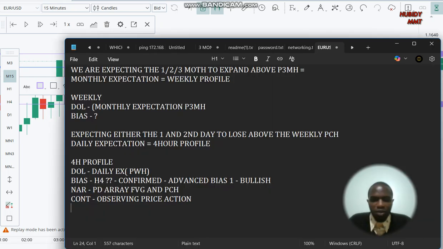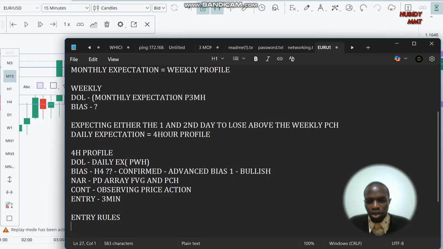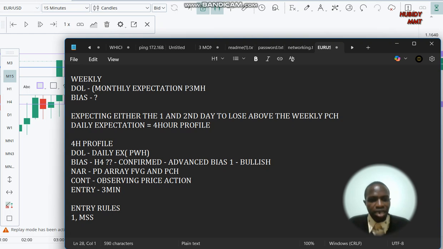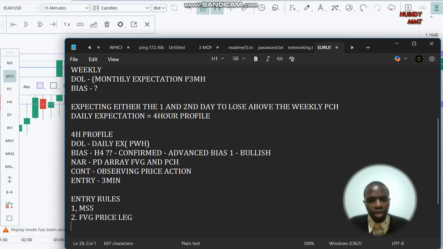Now we switch from context to entry. Our entry is normally in a 3 minutes time frame, and we have some entry rules. Number 1, maybe I can write it down. Entry rules. Number 1, the price leg should have a market structure shift. Number 2, there should be a fair value gap in the price leg. Number 3, there should be an order block, the presence of an order block.